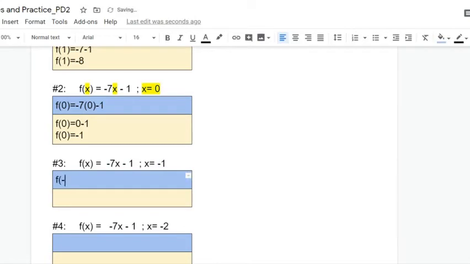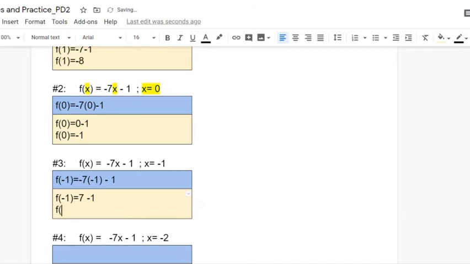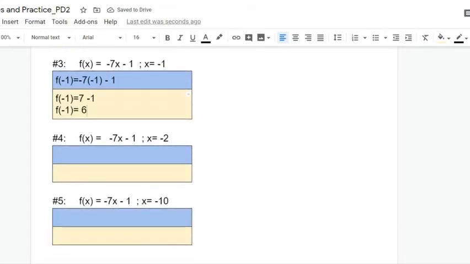So we have f of -1 equals -7, and remembering my first one, -1 in parentheses, this is my substitution. Now I'm going to start simplifying. Again, some of you will be using calculators, so you will not be doing the simplifying step. -7 times -1. Negative times a negative equals a positive. 7 times 1 equals 7 minus 1. F of -1 equals 6. That one was not too bad.